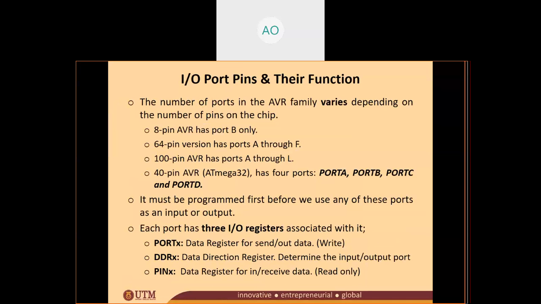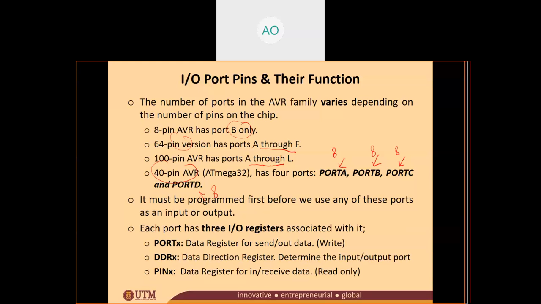The number of ports in the AVR family varies depending on the number of pins on the chip. Contoh lah, if you have an 8-pin AVR, this 8-pin AVR has port B only, hanya ada port B only. If you have the 64-pin version AVR, it consists of port A through port F. The 100-pin AVR has port A through port L, and the 40-pin AVR, which is the Atmega 32, has 4 ports, which is port A, port B, port C, and port D. Each of these ports has 8 bits. Ada 8 bit untuk setiap port. So total is 32 lah for input output port.